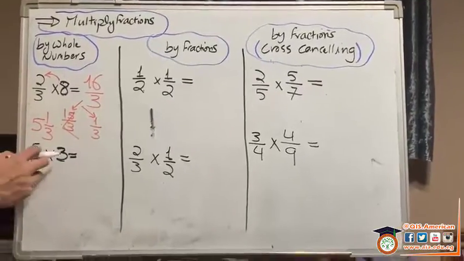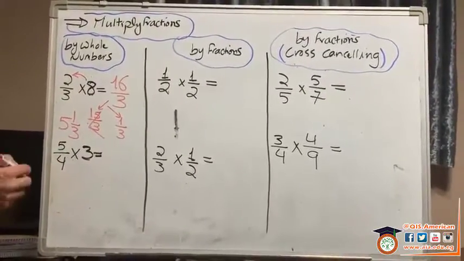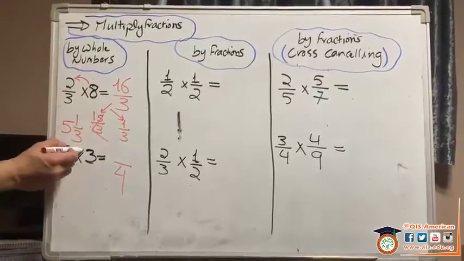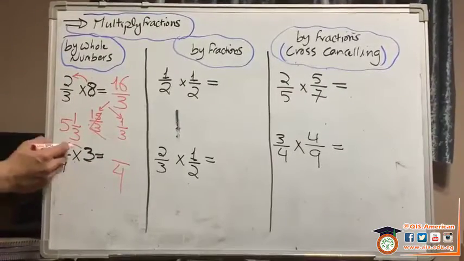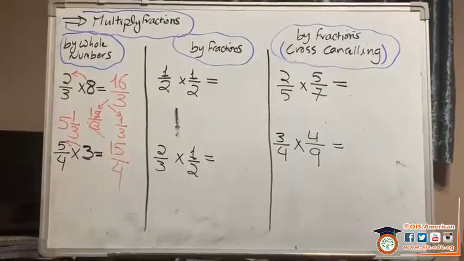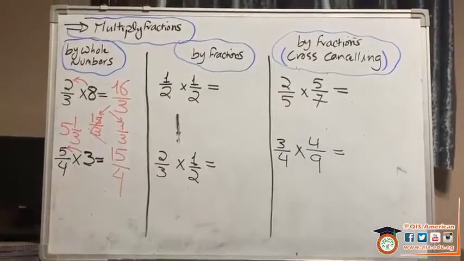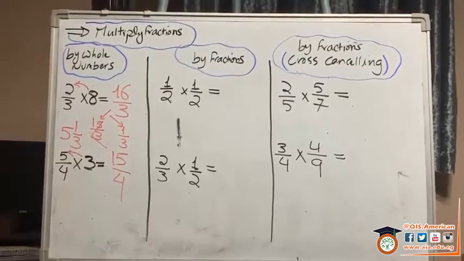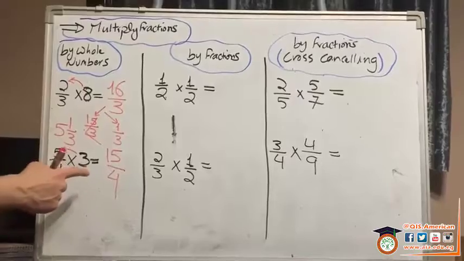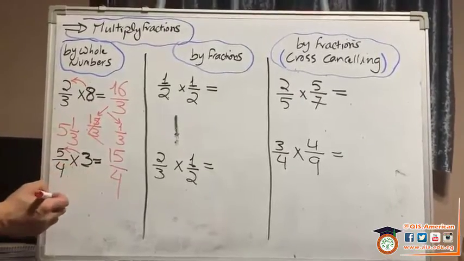Here I have 5 over 4 multiplied by 3. Okay, same thing. I'm gonna keep the denominator as it is, and I'm gonna multiply the 3 to the 5. What's the 3 multiplied by 5? It's 15. So I have 15 over 4 now. Is this a proper fraction or an improper fraction? It's an improper fraction, so I'm gonna have to turn it into a mixed number as well. Okay, how do I do that?